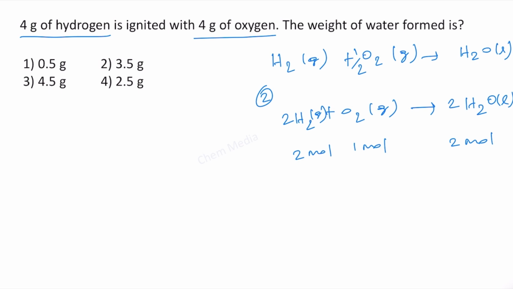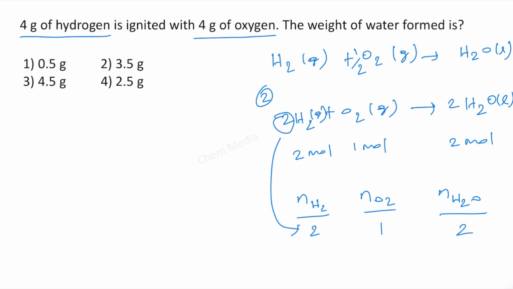Now, let us write the stoichiometric moles. We write the stoichiometric moles this way: number of moles of H2 divided by 2, whatever is the stoichiometric coefficient that we need to bring down, and number of moles of O2 divided by 1 and number of moles of H2O divided by 2. Now, we need to find out whether H2 is the limiting reagent or O2 is the limiting reagent. Depending upon that, we have to equate this equation. So, let us find out the number of moles of H2 and O2 because the weights are given.